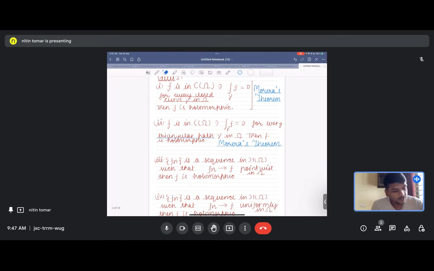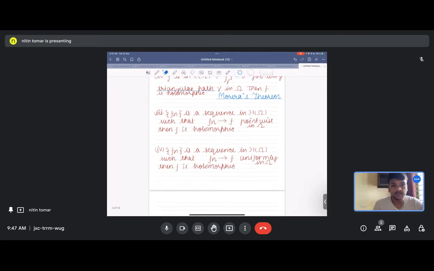Now, the third and fourth questions are quite similar, except that the convergence in one question is pointwise, and in the other, the convergence is uniform. The question reads: if fn is a sequence of functions holomorphic in omega such that fn converges to f pointwise, remember, in the third question it is pointwise, then f is holomorphic.